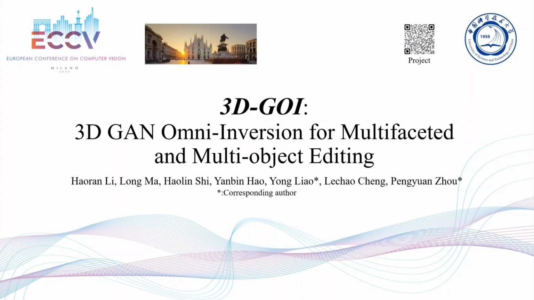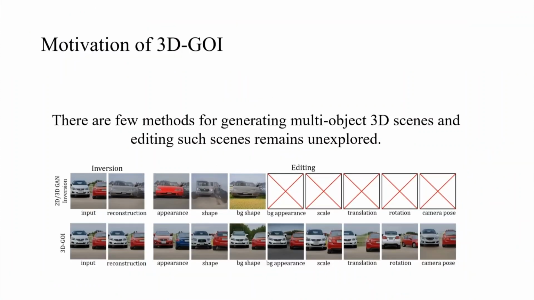Hello everyone, in this video we introduce 3D-GOI, a 3D GAN inversion method that enables multifaceted editing of scenes containing multiple objects. Multifaceted 3D editing of any object in an image is crucial and has significant applications in the film and gaming industries. Currently, there are few methods for generating complex 3D scenes, and editing such scenes remains unexplored. Therefore, 3D-GOI aims to fill this gap.